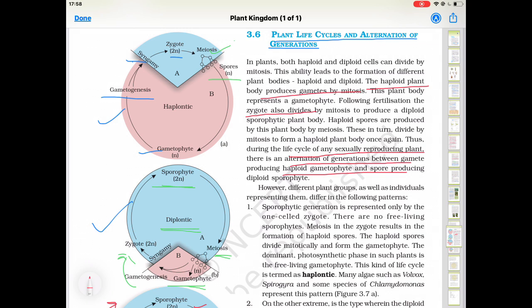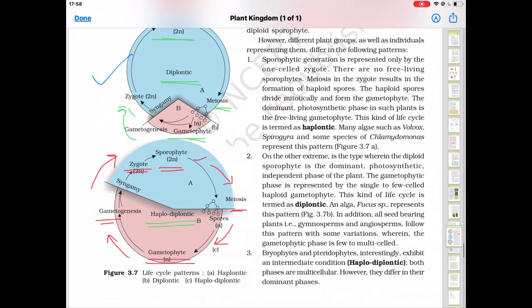In all the three life cycles, alternation of generation is present. However, different plant groups as well as individuals representing them differ in the following patterns. First is haplontic life cycle. Here, sporophytic generation is represented only by one-celled zygote. There are no free-living sporophytes. Sporophytic generation is not well developed. Only zygote represents the sporophytic phase.